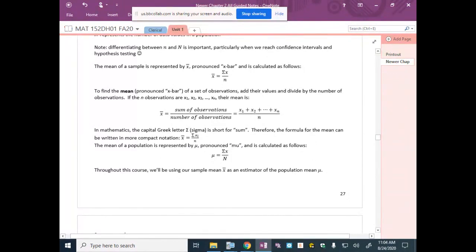So, the mean of a population is represented by what looks to be U, but it's pronounced mu. Now, we're going to see that mu a lot more, particularly when we get into confidence intervals and hypothesis testing. And that sample mean is going to be an estimator of the population mean.